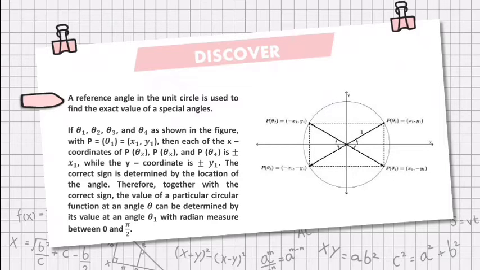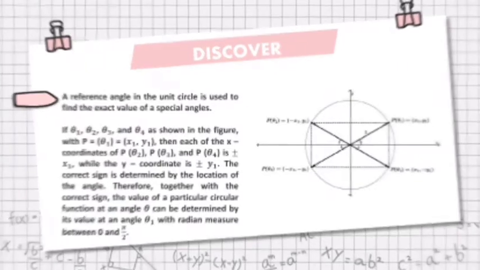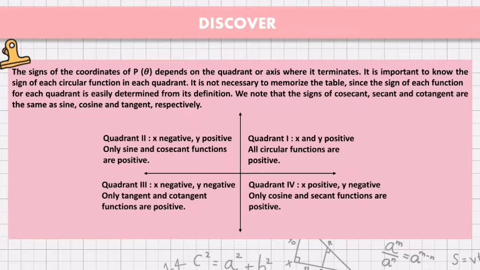Therefore, together with the correct sign, the value of a particular circular function at an angle theta can be determined by its value at an angle theta sub 1 with radian measure between 0 and pi over 2. In quadrant 1, x and y are positive and all circular functions are positive. In quadrant 2, x is negative while y is positive. Only sine and cosecant functions are positive.